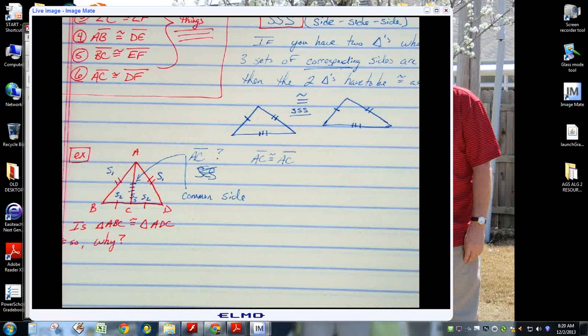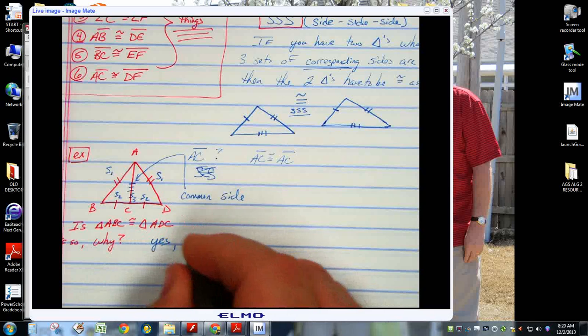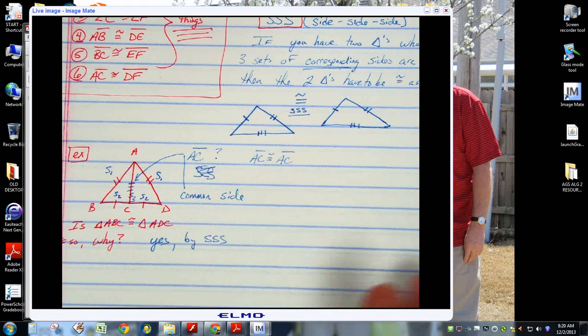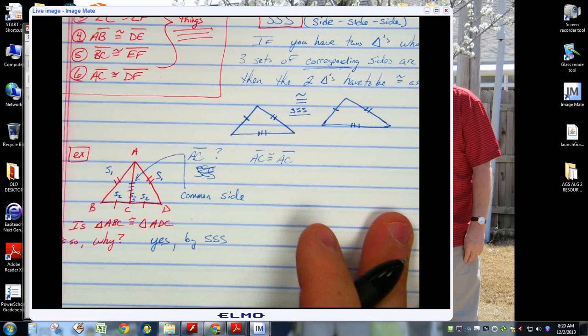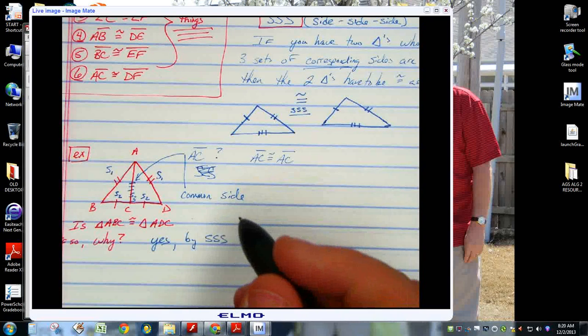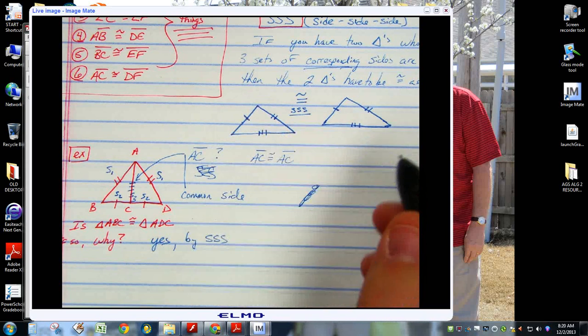That's one of the ways they'll try to have a problem where they don't label that the third side's congruent, but you need to be able to look at it and see that, hey, they have a common side, so of course they're congruent to itself. So the answer is yes, it is congruent by what? Side, side, side congruency. That's how you would answer that. Because they have three sets of sides congruent, do they not? And ones like this that are labeled with all three sides congruent will be easy.